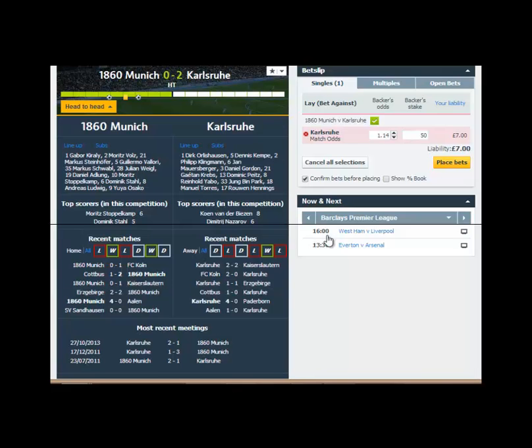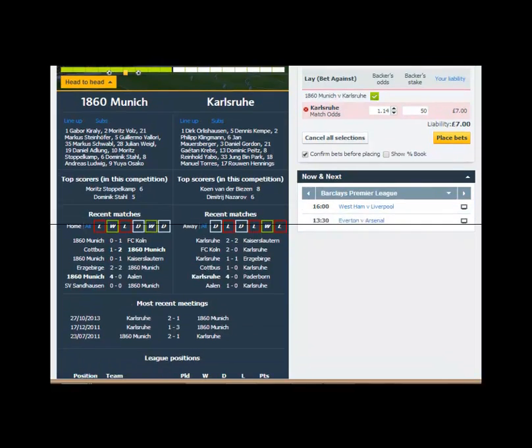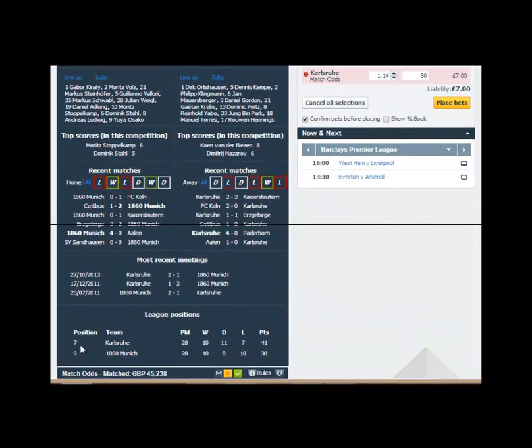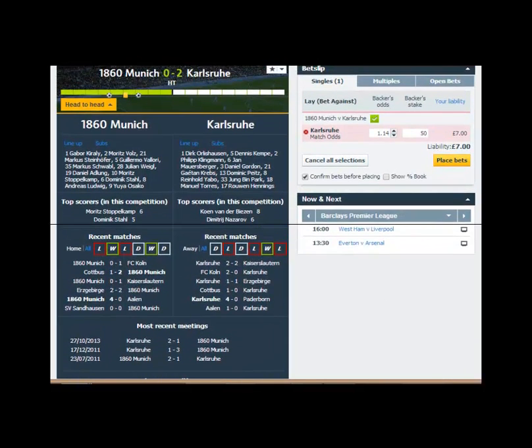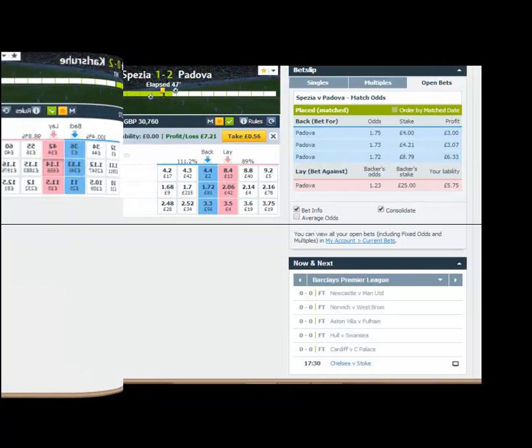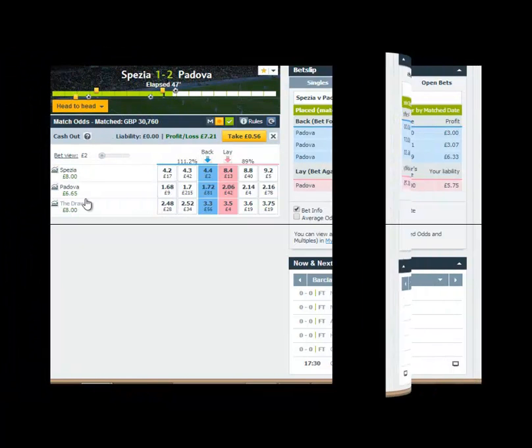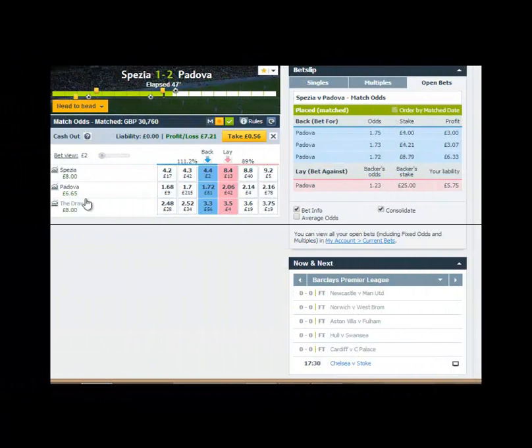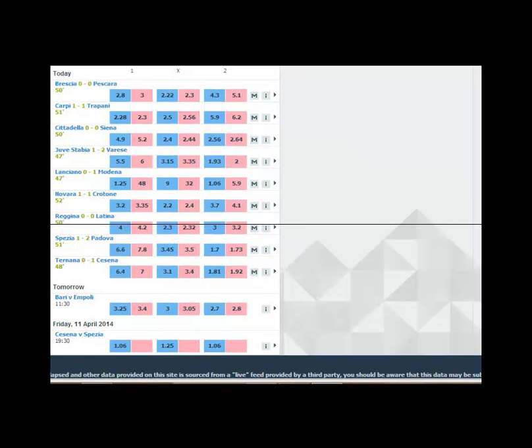And moving over to the German Bundesliga 2 for an identical strategy, where Karlsruhe are playing away. They're the underdog and they're 2-0 ahead. So exactly the same principle as the previous game, Spezia against Padova. We're hoping that Munich will get a goal, and that will enable us to back Karlsruhe in the match odds market, as the price will obviously drift if Munich get a goal.